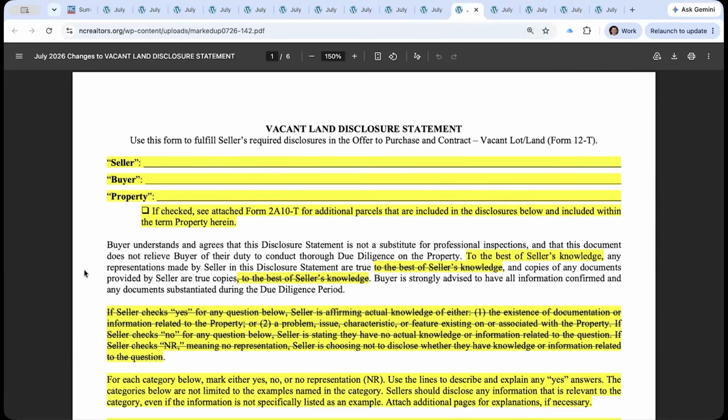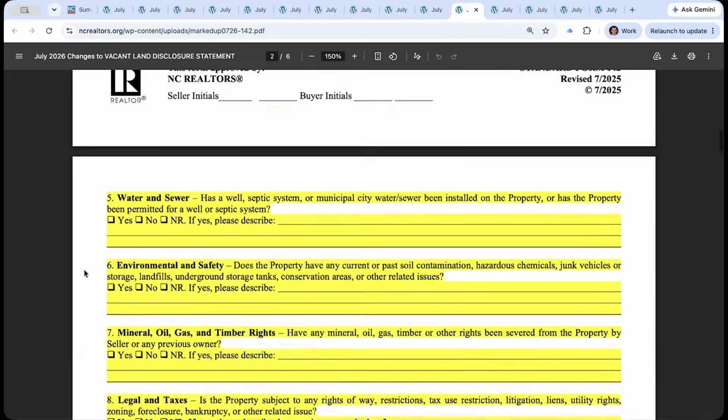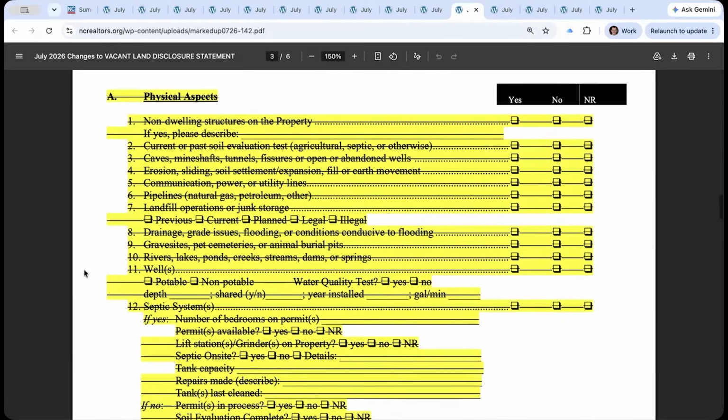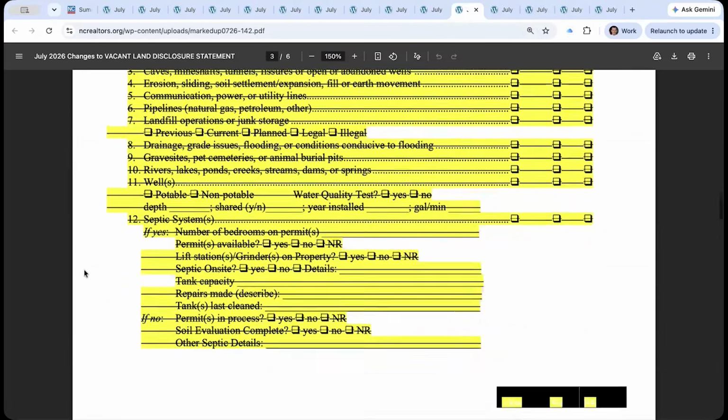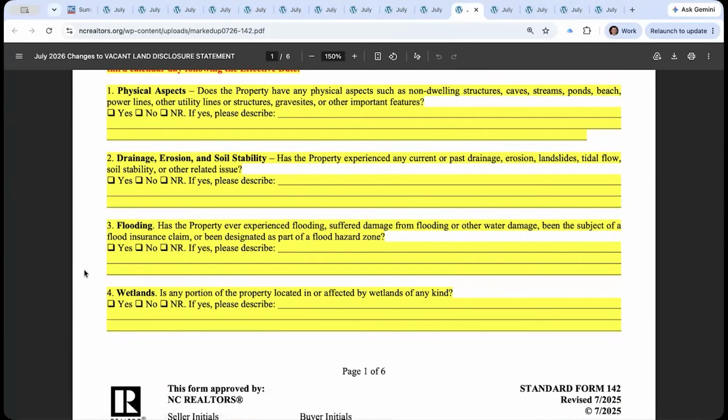This is Form 142. It is a required form when you do a contract with the vacant land contract, Form 12-D, okay? It is not required otherwise, but if you have vacant land, it's a good idea to discover and disclose material facts about a vacant piece of property. In the past, you can see in the old version down here, there were quite a few check boxes and blanks. The feedback was that a lot of sellers were hesitant to fill it out because of that. So you can see now with this rewrite, instead, you've got one question: yes, no, no representation on a whole list of things. And then if yes, please describe.